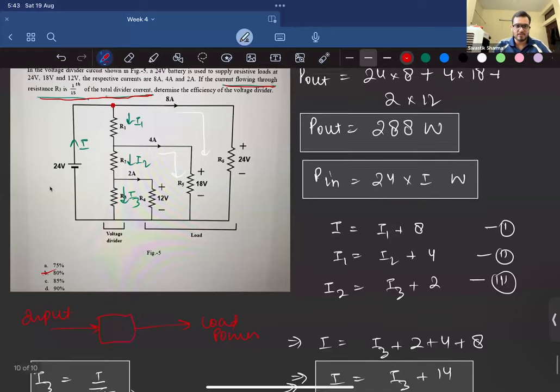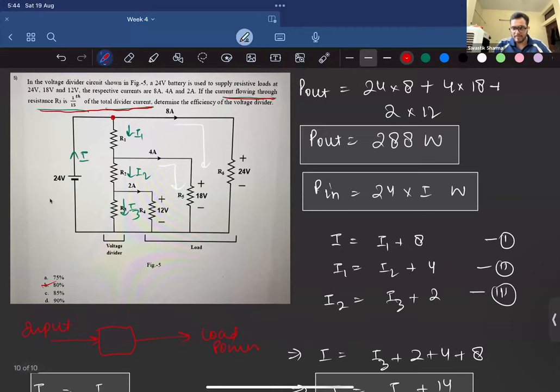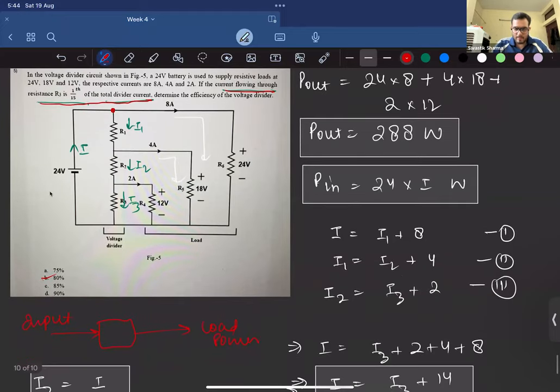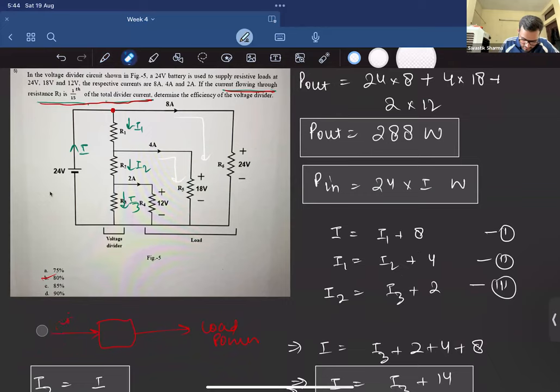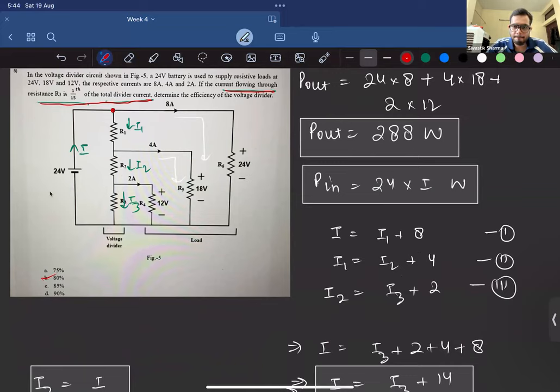That's what they are telling, the efficiency of the voltage divider. That means how much power is getting converted into the load. So am I clear? Renesa and Desik? I'm sorry if I'm not pronouncing it correctly. Any doubts? Yeah, Dr. Yadav, no, sir, it is clear.